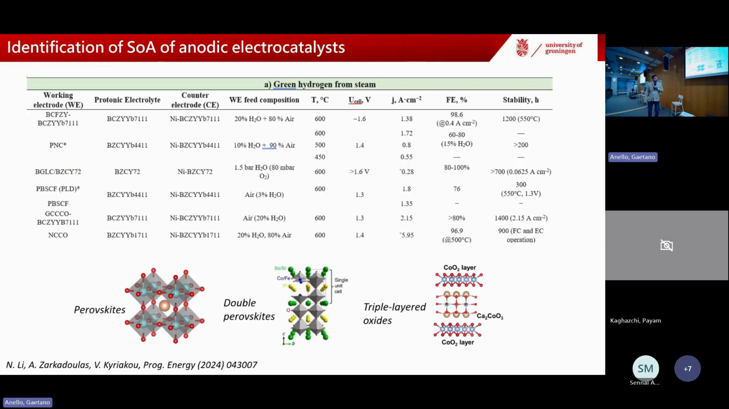So if you do a literature review on what materials are existing out there that possess and exhibit these properties, they are mostly perovskites, double perovskites, and in some cases misfit layered oxides, as they call them. So they are some kind of layered oxide materials.